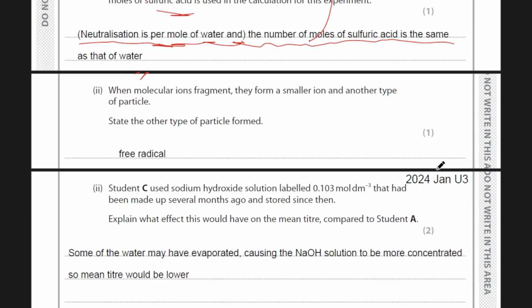When a molecular ion fragments, it forms a smaller ion and another type of particle. State the other type of particle formed. Now that is known as a free radical. A free radical is a type of species which consists of unpaired electrons. So the molecular ion fragment itself is going to be positively charged while the radical is going to be negatively charged.